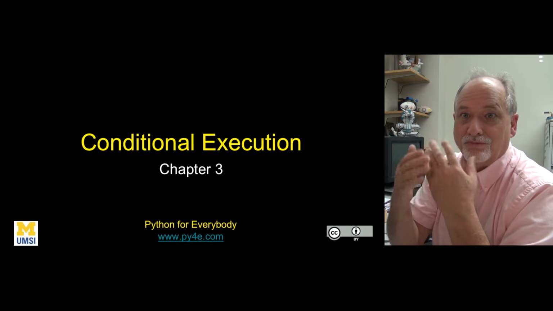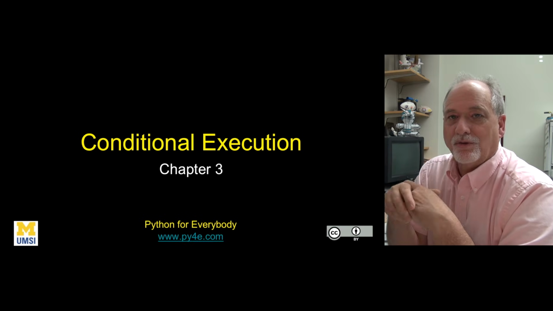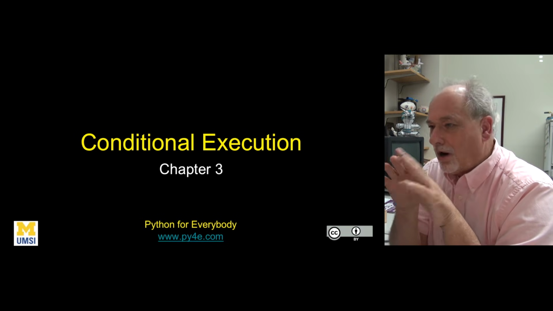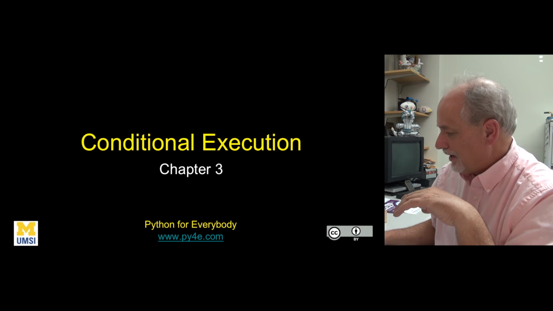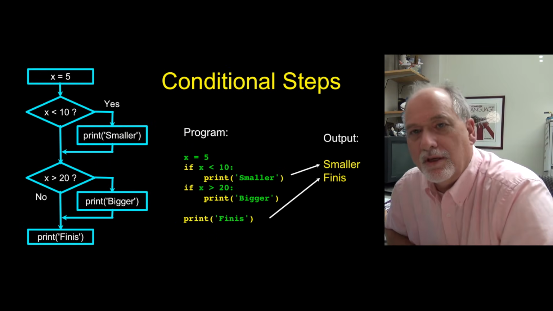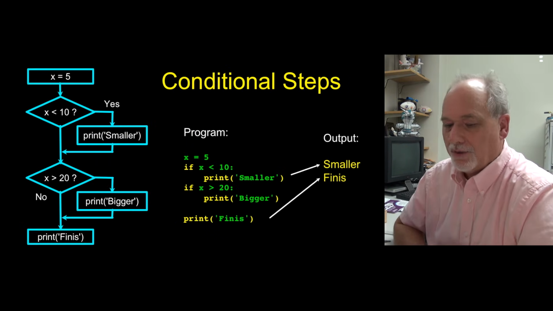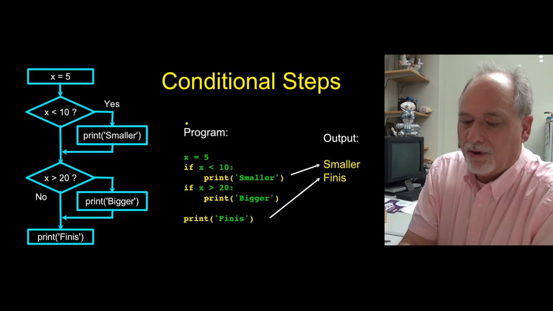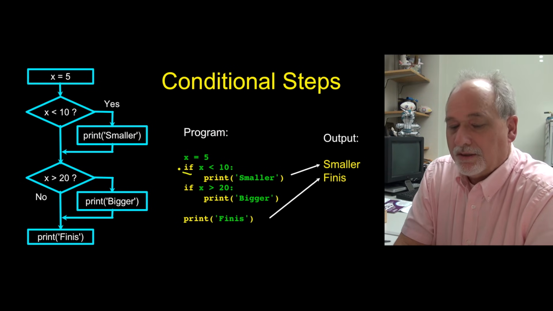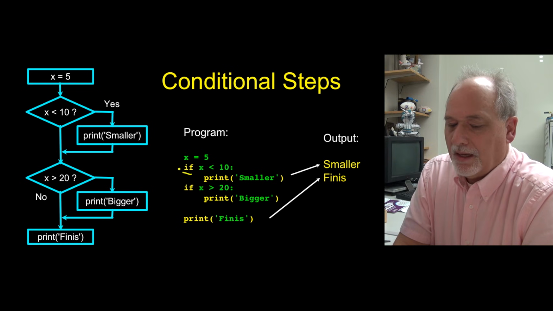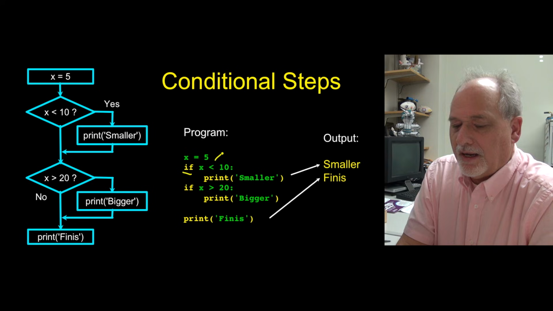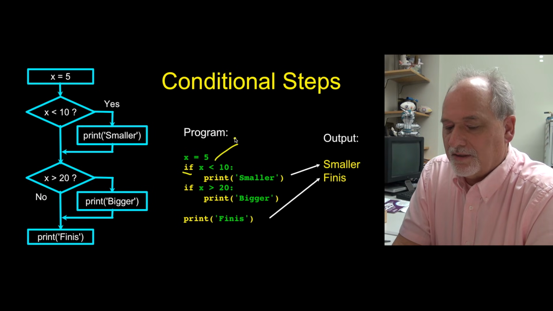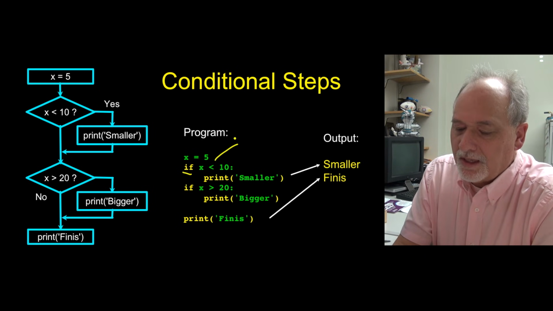Sequential code, we just do some things. Sometimes that's useful, but now we can have our code check something and then make a decision based on that thing. So the conditional steps in Python are pretty straightforward. The keyword that we're going to use is the if statement. And so if is a reserved word. The if statement has as part of it a question that it asks. This is asking if x is less than 10. And the colon is the end of the if statement.